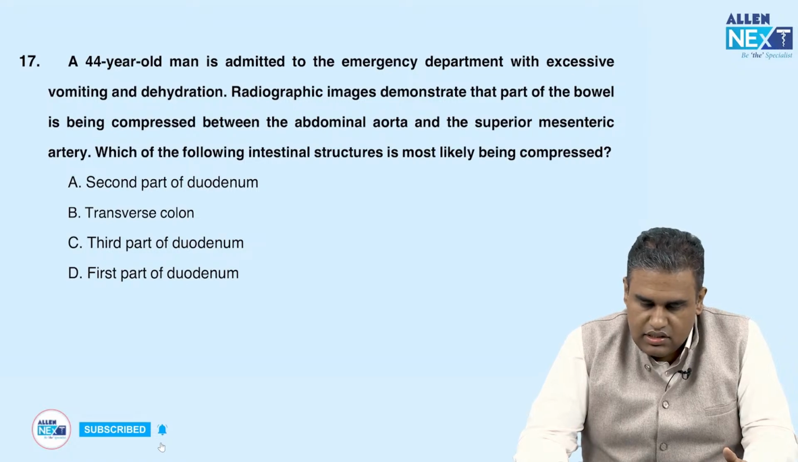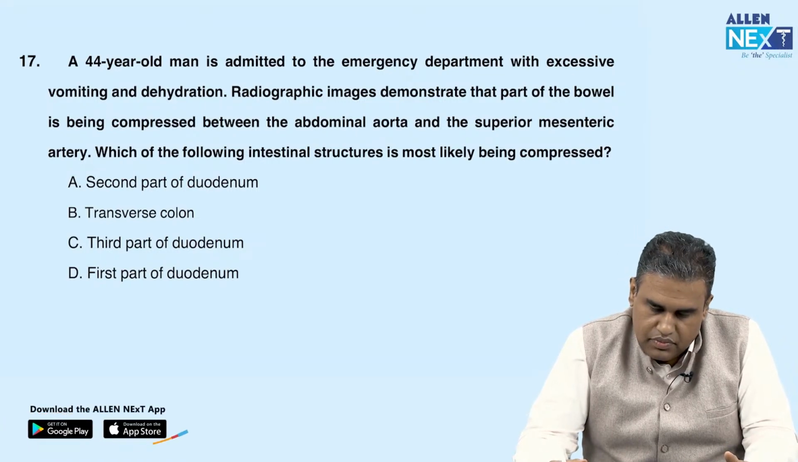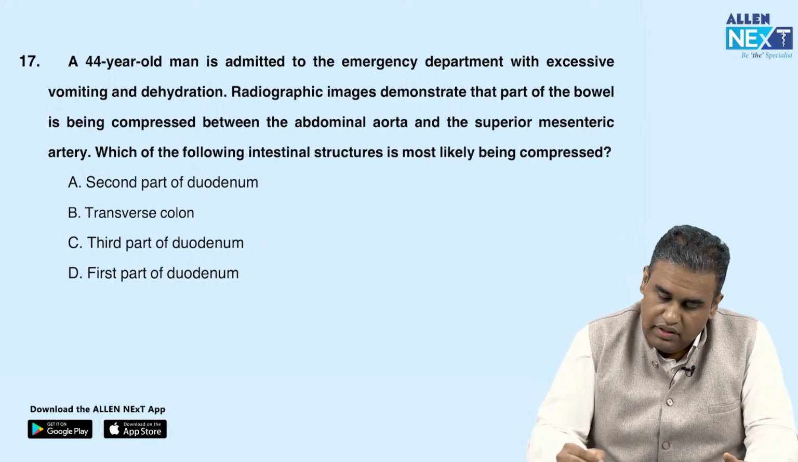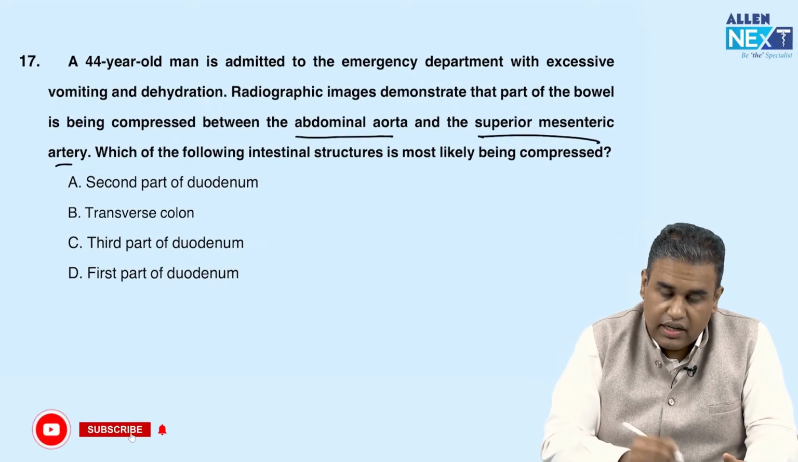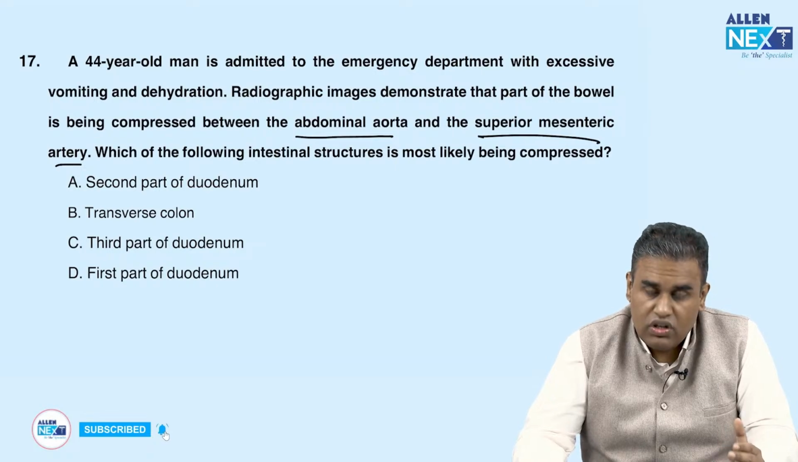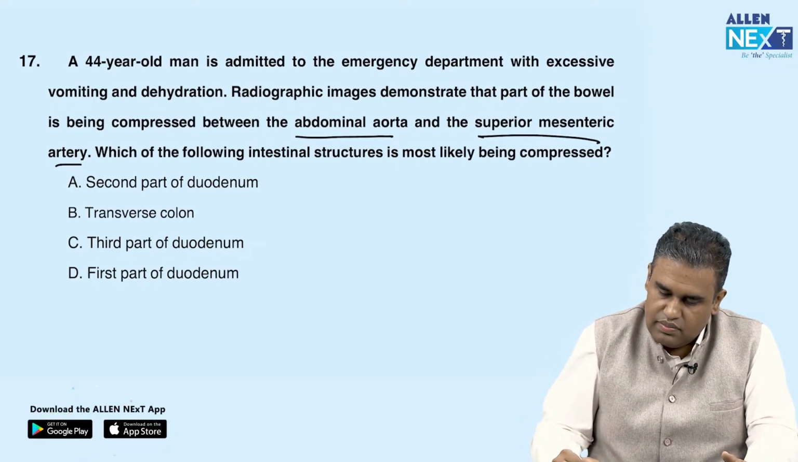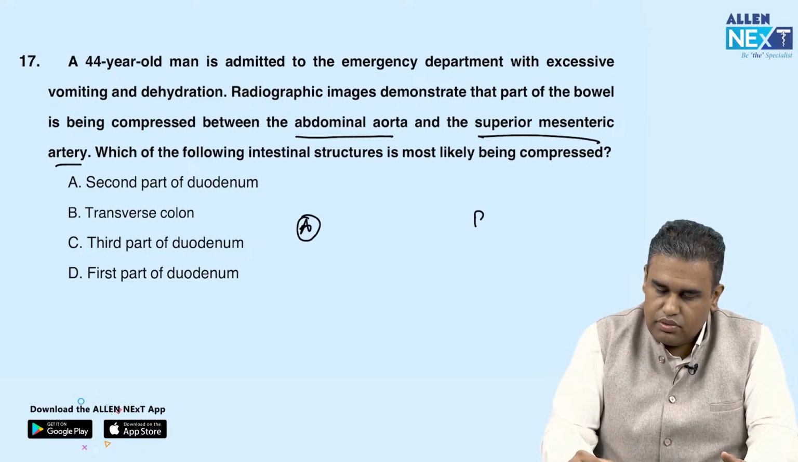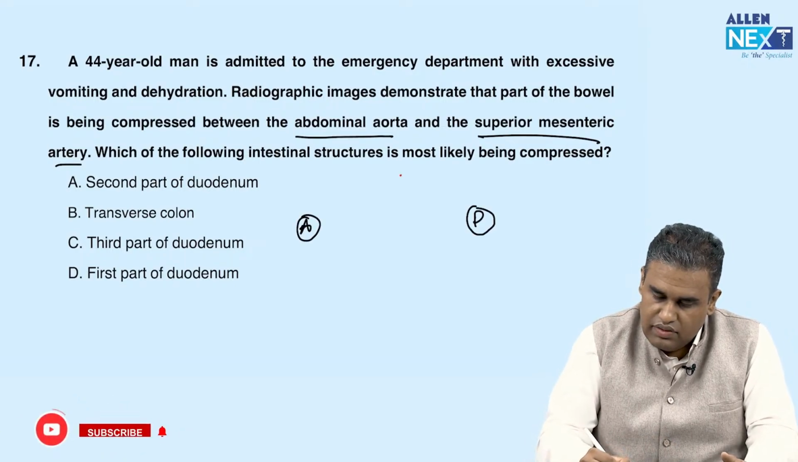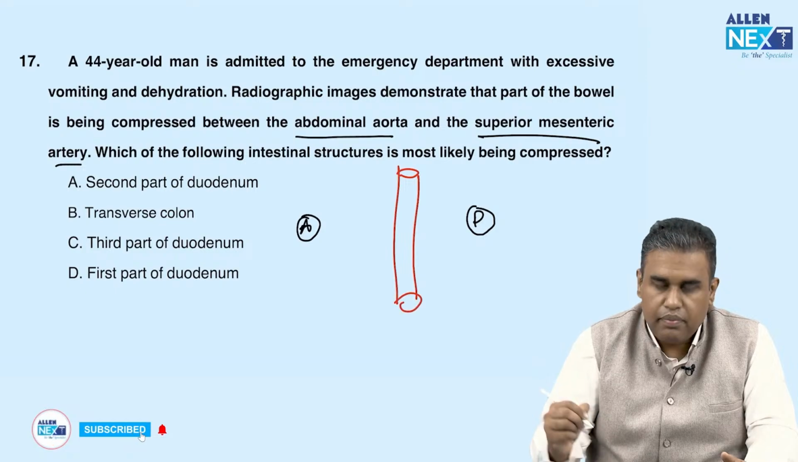A 44-year-old admitted to the emergency with excessive vomiting and dehydration. Radio images demonstrate that a part of the bowel is being compressed between the abdominal aorta and the superior mesenteric, again superior mesenteric artery. Which part of bowel? I guess we already have seen it. So if you look at the lateral view, having this part being the anterior, this part being the posterior. And so therefore this will be the area for the aorta.